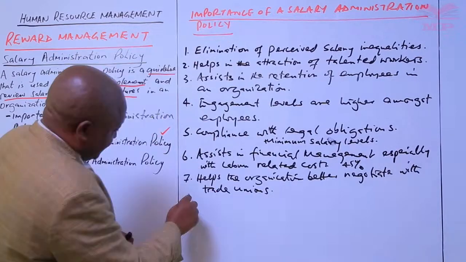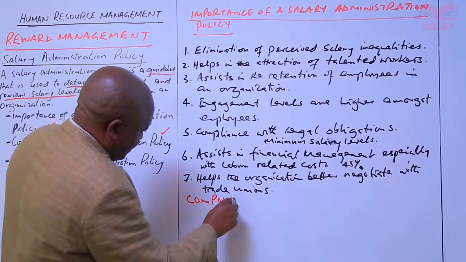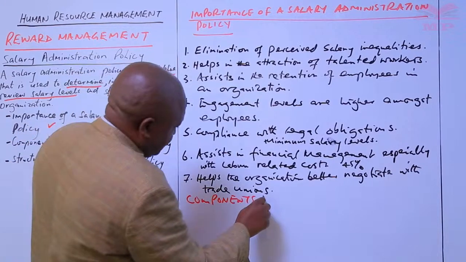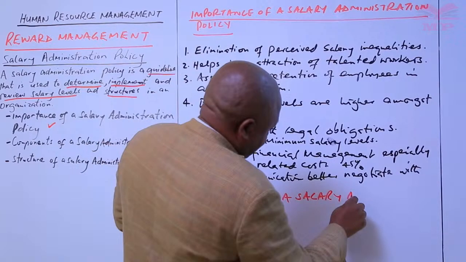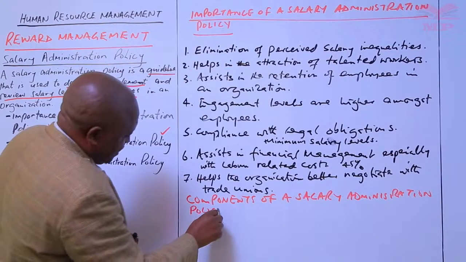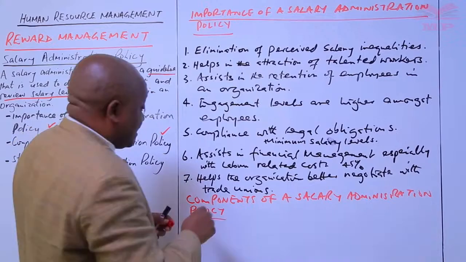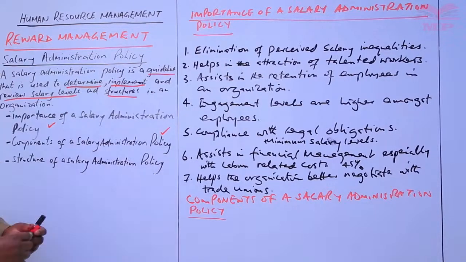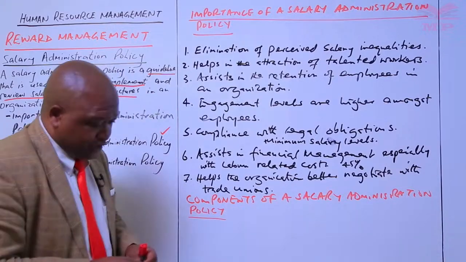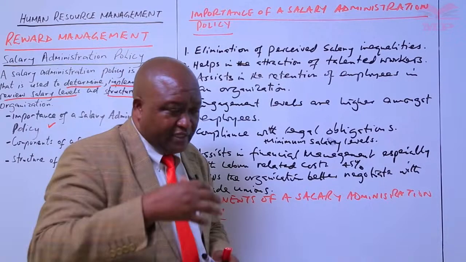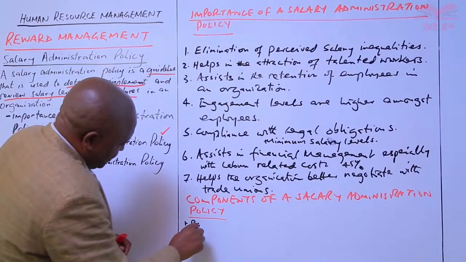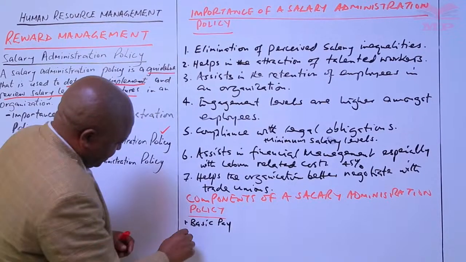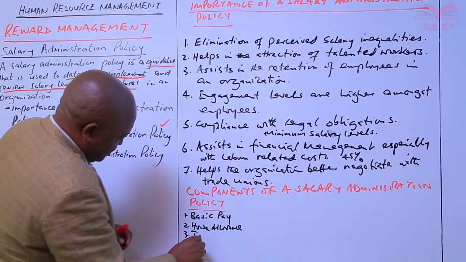Components of a salary administration policy. What are some of the aspects you expect to get, some of the contents you expect to see on a salary administration policy? So when it comes to a salary administration policy, some of the things that may be handled here may include: 1, basic pay; 2, traveling allowance.